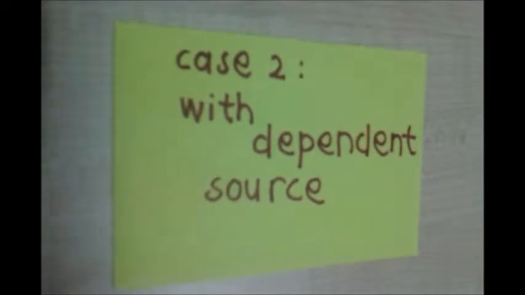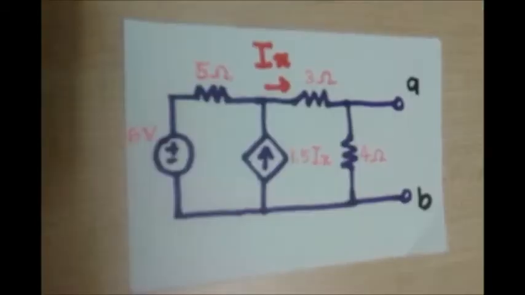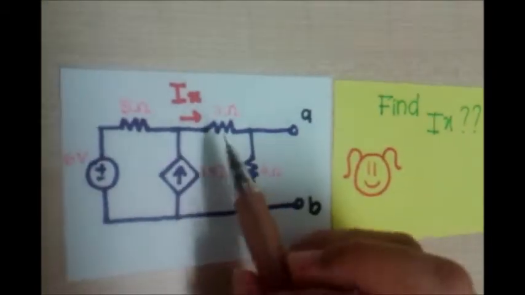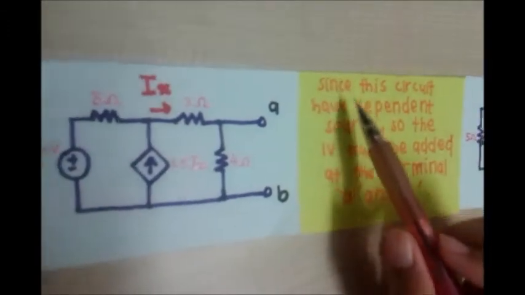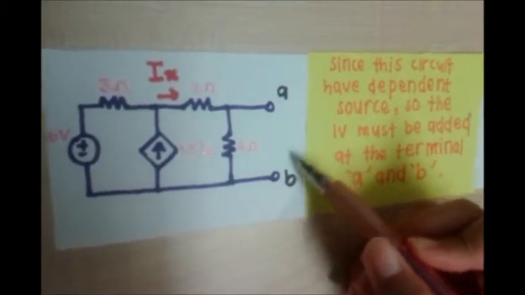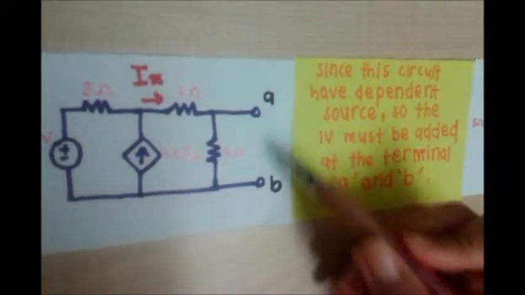Case 2: with dependent source. This is the example circuit for case 2. From this circuit, we must find Ix. Since this circuit has a dependent source, 1 volt must be added at terminals A and B. So the circuit will be like this.